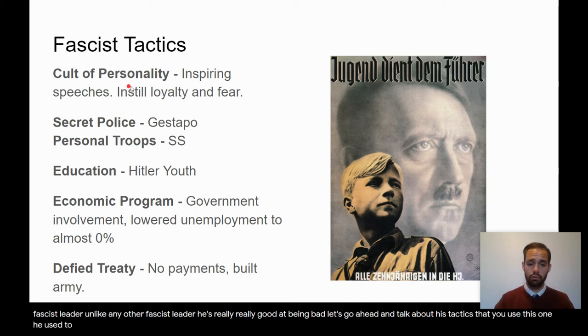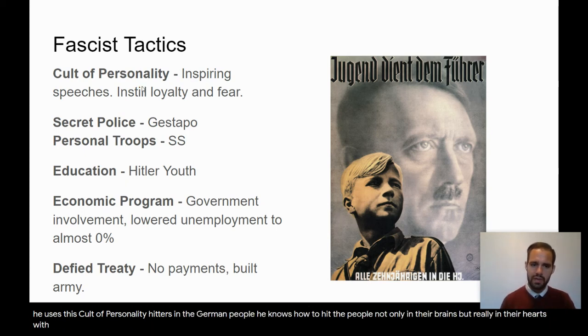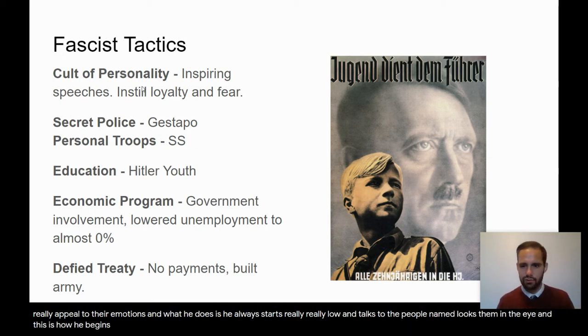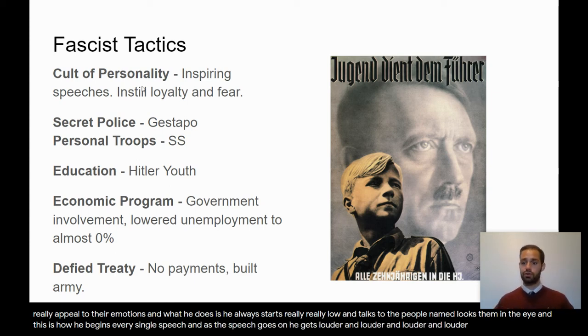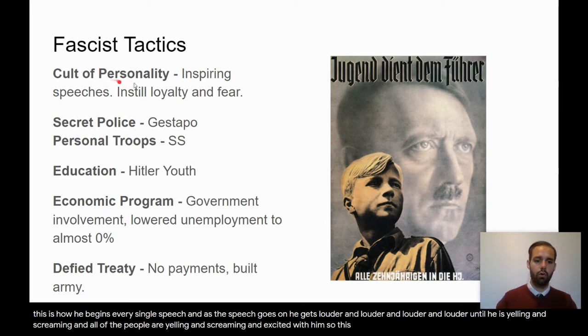One, he uses a cult of personality. Hitler's a really inspiring speaker to the German people. He knows how to hit the people not only in their brains, but really in their hearts, really appeal to their emotions. He always starts really, really low, and he talks to the people, and he looks them in the eye. This is how he begins every single speech. As the speech goes on, he gets louder and louder until he is yelling and screaming, and all of the people are yelling and screaming and excited with him. So this instills a whole lot of loyalty, but it also instills fear.